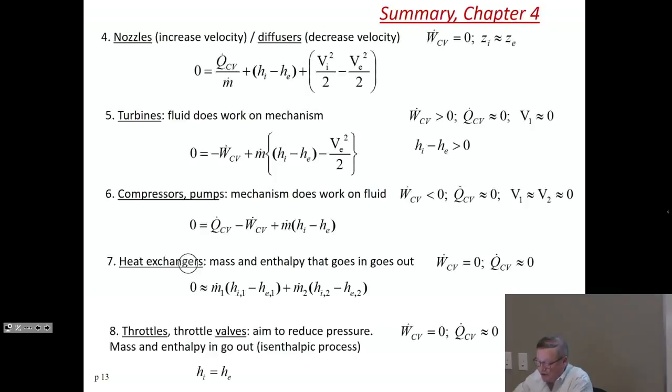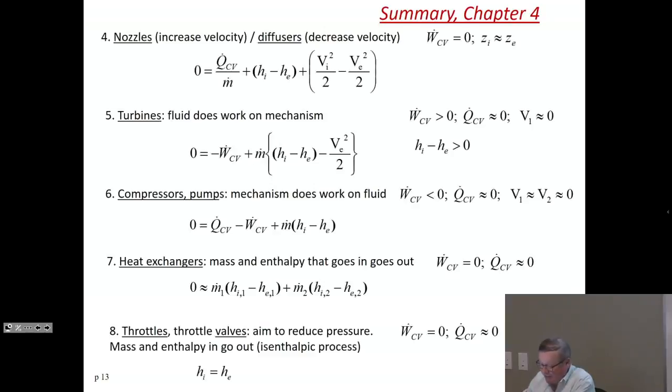Heat exchangers, on the other hand, are things where you change the temperature of one fluid from the other by transferring heat between a hot side and a cold side. So mass and enthalpy that go in come out. You conserve your mass, mass in equals mass out on all sides of the heat exchanger, and your exchange of energy means that the enthalpy change that comes from the first mass flow rate must correspond to the enthalpy change that comes from the second mass flow rate.